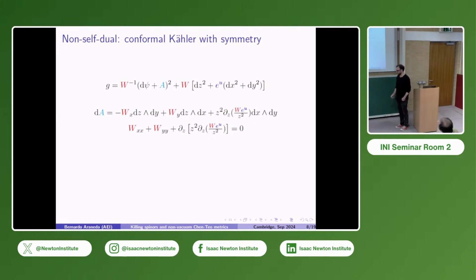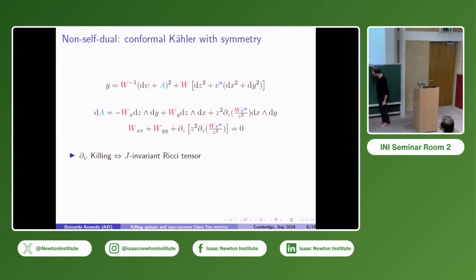So that's a very interesting thing. And J-invariant just means, well, it's analogous to the Hermitian condition. It means you have your Ricci tensor.